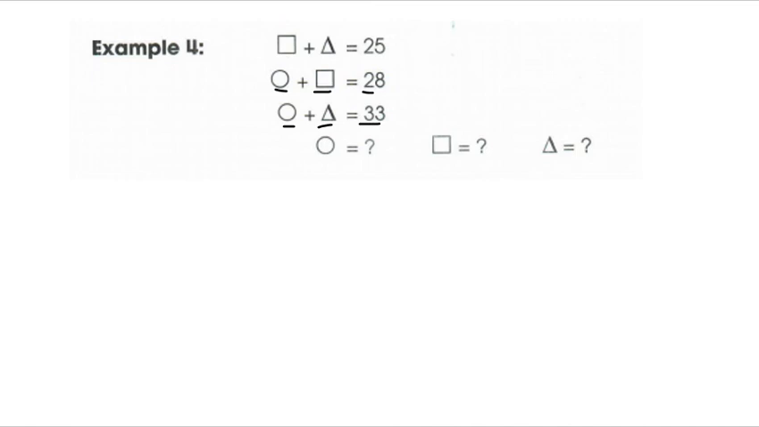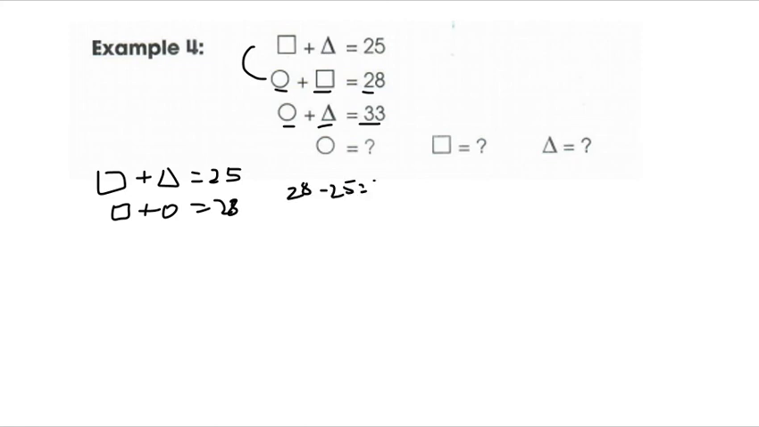So first, if you notice between these two, there's a square. The square is similar. So here, let me just write that out. Square plus triangle equals 25. And square plus circle is equal to 28. So if I can use some math here, 28 minus 25 equals 3.